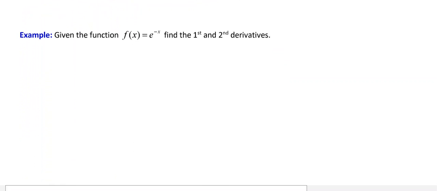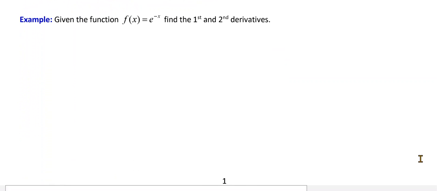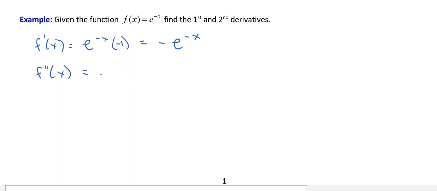In the next example, we have f of x equals e to the negative x. And so we have to use the chain rule here. F prime of x is going to be e to the negative x times the derivative of negative x, which is negative 1. That then becomes negative e to the negative x. The second derivative is the derivative of this, which would be negative e to the negative x. And the derivative of negative x, again, is negative 1, which becomes positive e to the negative x. So notice that the second derivative is the same as the original function.